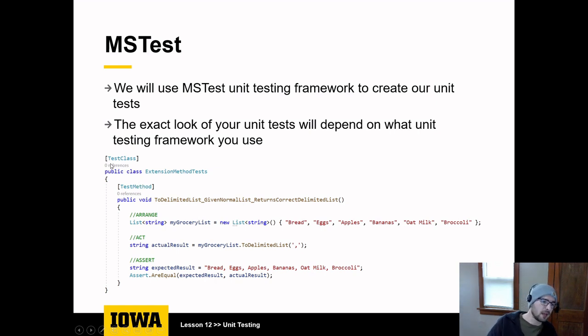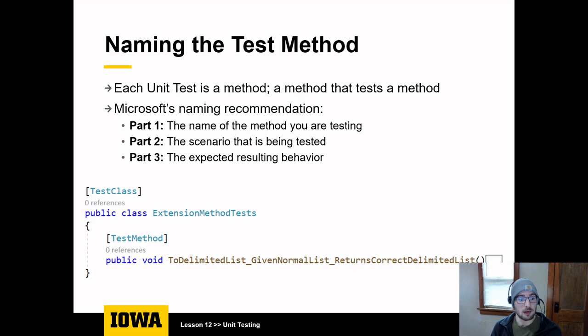Okay, this is what a unit test looks like in MSTest, and there's no new C# syntax here. We have some attributes, which we talked about. We have a class called extension method tests, and then we have a method here. The method has a name, and we'll talk about how we arrive at this name, and it has some code here. So no new C#.